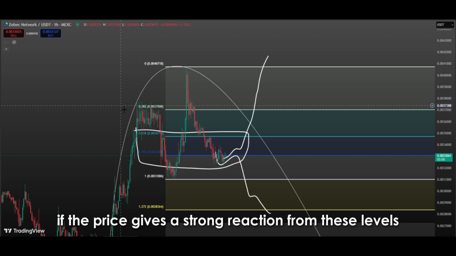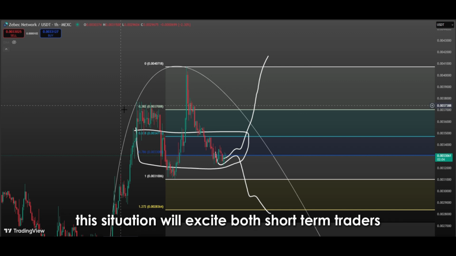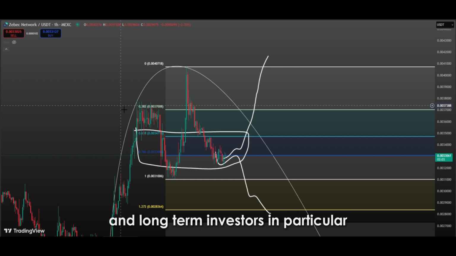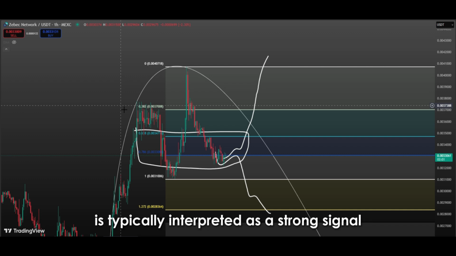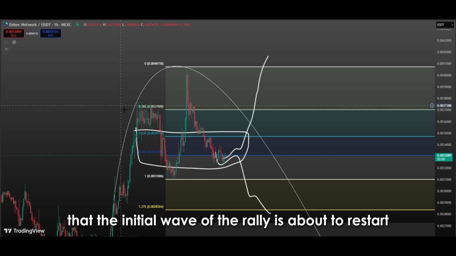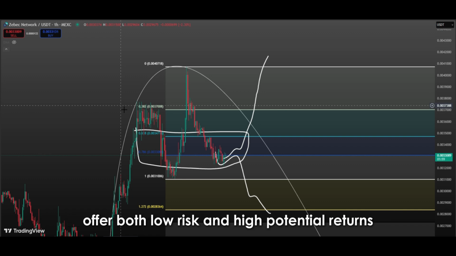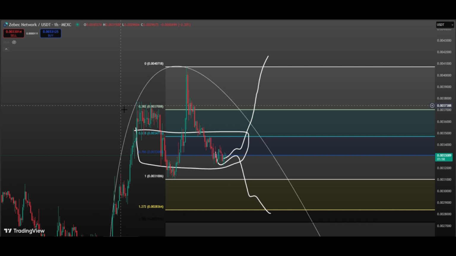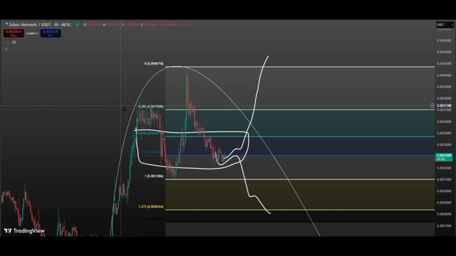If the price gives a strong reaction from these levels and starts moving upward, this situation will excite both short-term traders and long-term investors. In particular, an upward breakout from the 0.618 level is typically interpreted as a strong signal that the initial wave of the rally is about to restart. Positions taken at this point offer both low risk and high potential returns. If the rebound that starts from this level is supported by increasing volume, it may suggest not just a reaction, but the formation of a new trend.